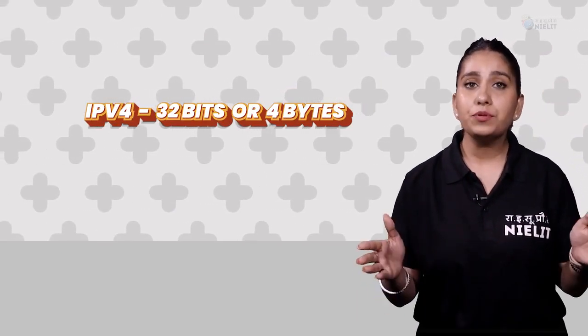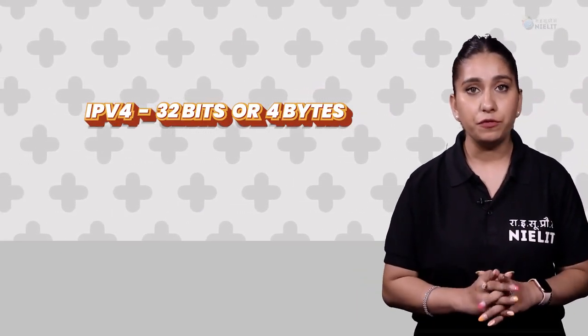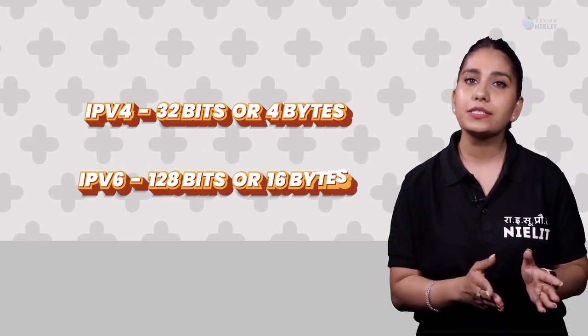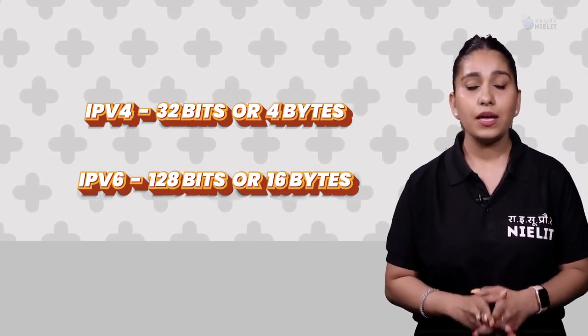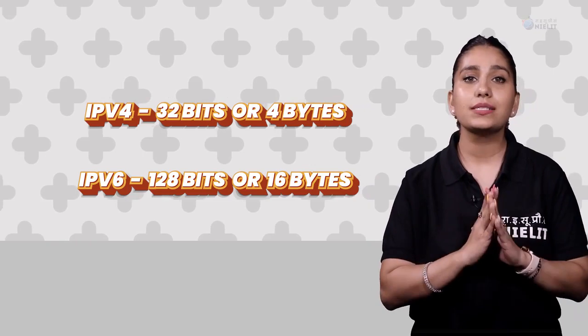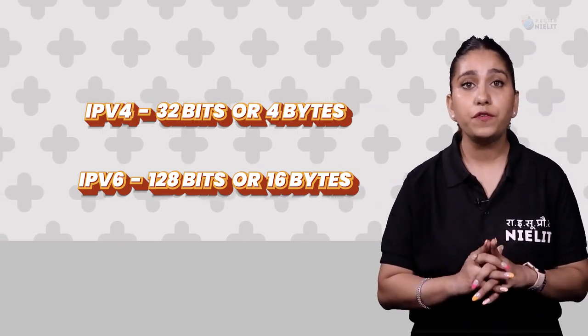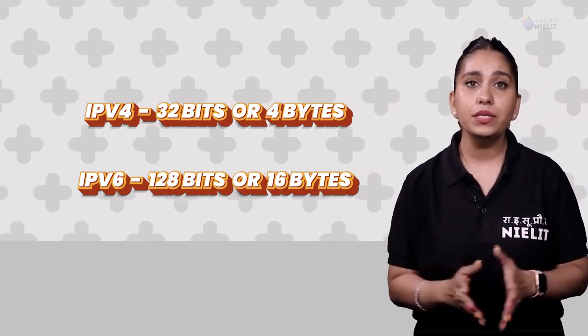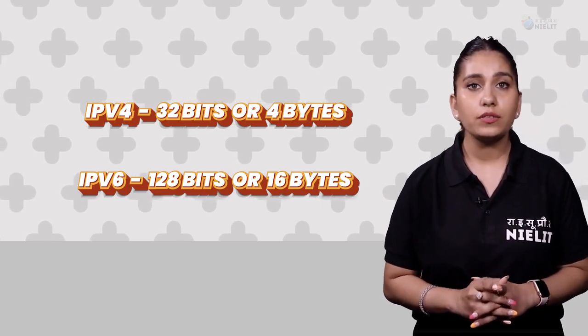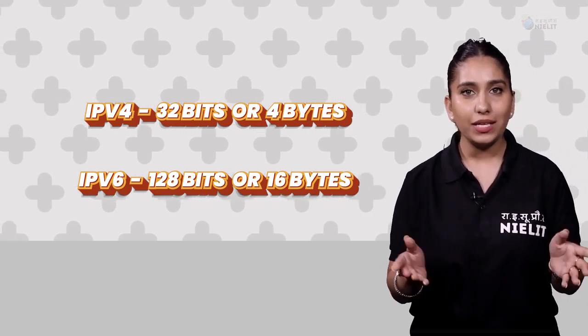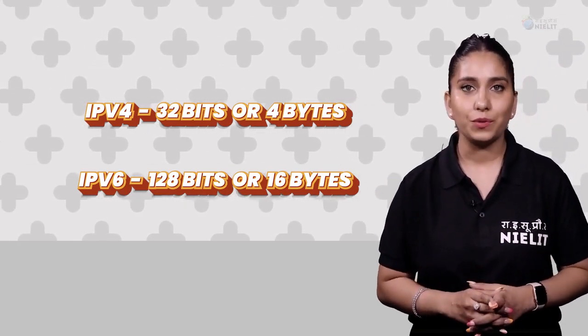So there are two versions of IP. Internet Protocol version 4, IPv4, and Internet Protocol version 6, IPv6. So IPv4 addresses are 32 bits, which is 4 bytes long. Example, 216.58.216.164. Now how do we find our IP address of a computer?